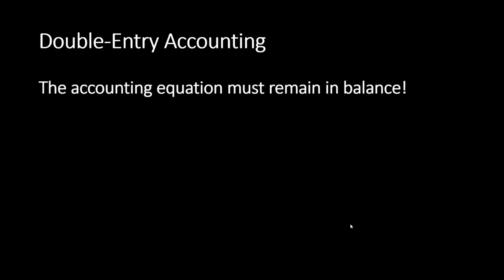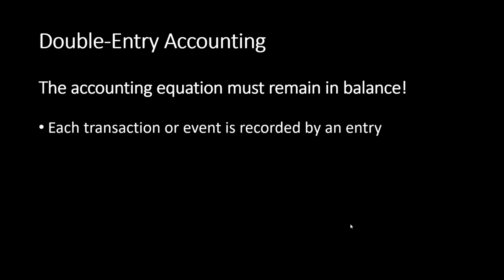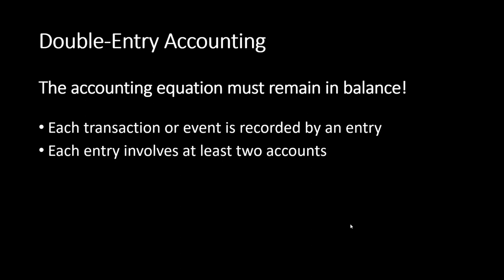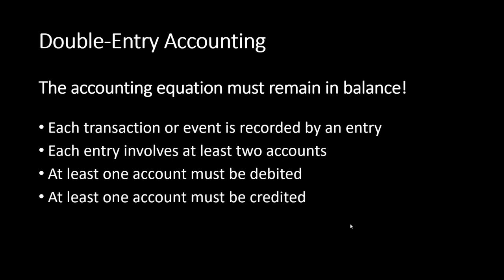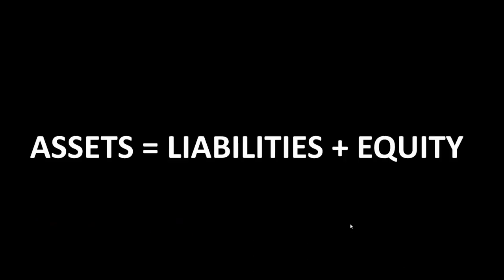Double entry accounting helps us keep our accounting equation in balance. And remember, that accounting equation has to balance. This means that each transaction or event will be recorded by an entry, and each entry will involve at least two accounts. At least one account must be debited, and at least one account must be credited. Our total dollar amount of debits must equal the total dollar amount of credits. Otherwise, our accounting equation would get out of balance, and we can't have that. So, assets equal liabilities plus equity.